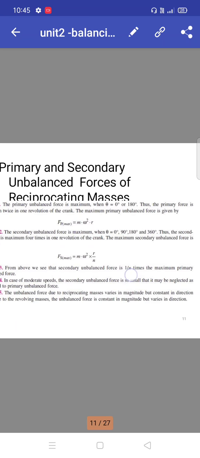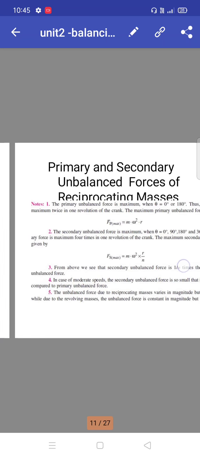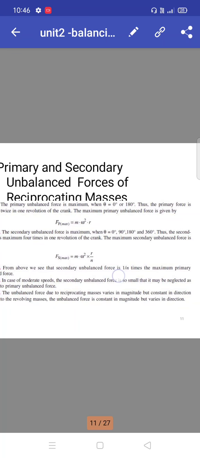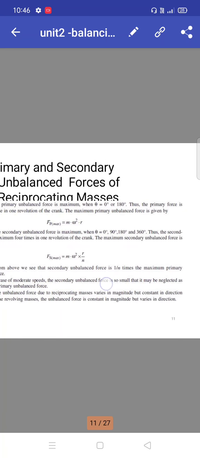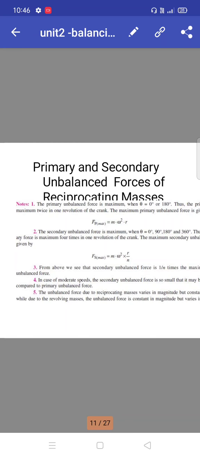The secondary unbalanced force is maximum when theta is equal to 0 degree, 90 degree, 180 degree and 360 degree. The secondary unbalanced force is maximum 4 times in one revolution of the crank. The maximum secondary unbalanced force is given by Fs is equal to m omega square r by n.